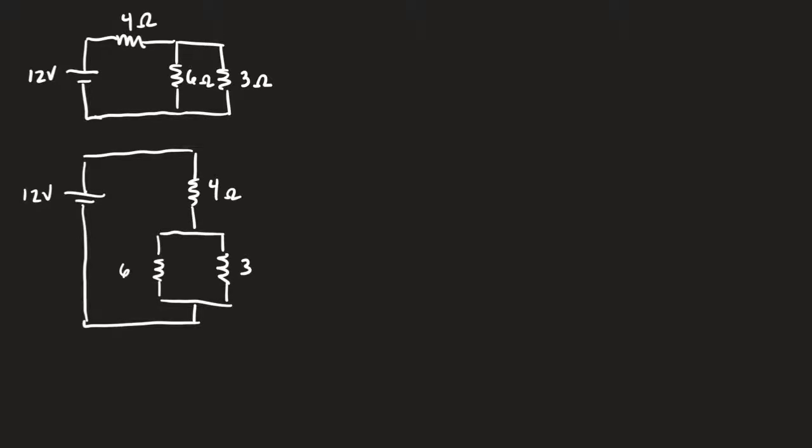Does this look easier? Hopefully it does. So looking at this circuit, I realize that the 3 and the 6 ohm resistor are in parallel with each other. So the first thing you do in stepwise reduction is you kind of make a road map.